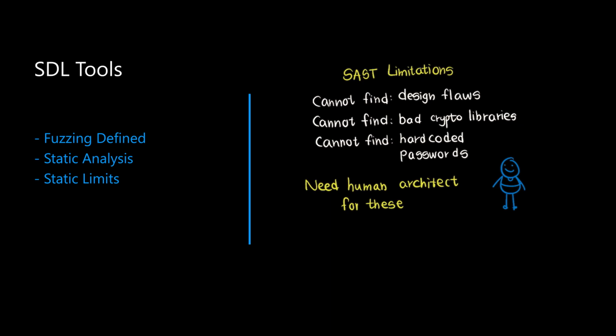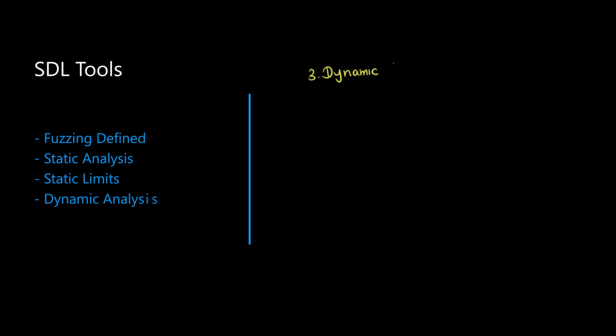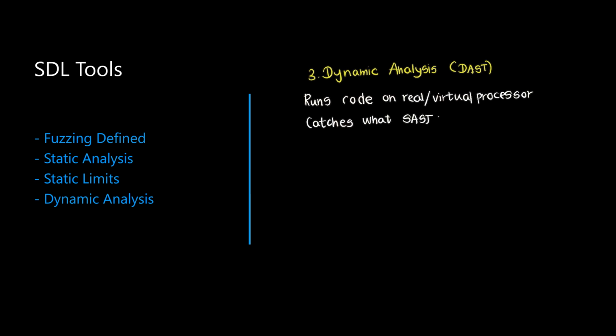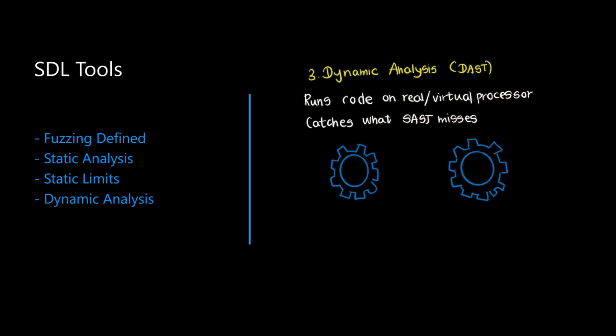Dynamic analysis, also called dynamic application security testing, or DAST, runs the program on a real or virtual processor and looks for security errors while the code is executing. Its big advantage is catching vulnerabilities that static analysis might miss, including false negatives from earlier scans. Think of SAST and DAST as complementary. You want both in your SDL, not one or the other.